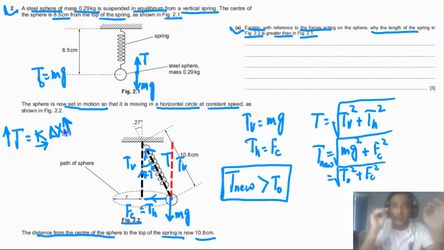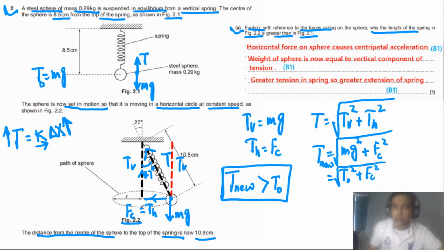If these concepts are clear to you, let me show you the answer, how you can write it down. You can write down these points in your answer. First point you can mention: horizontal force on the sphere causes centripetal acceleration. Meaning the horizontal force on the sphere is providing the centripetal force, and this is the horizontal component of tension.